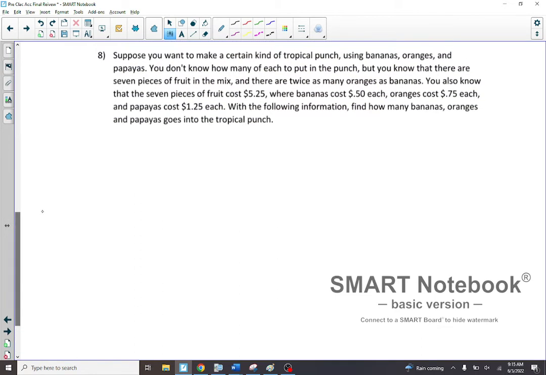All right, for this one, let's set up the equations. So tropical punch, we got bananas, oranges. I'm going to use R for oranges so it doesn't look like a 0. And papayas. You don't know how much you need to put of each fruit, but you know there are 7 pieces in total. So I know B plus R plus P equals 7.